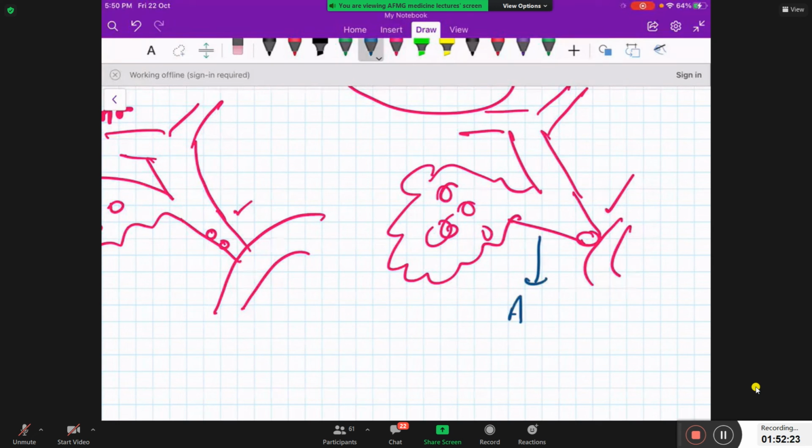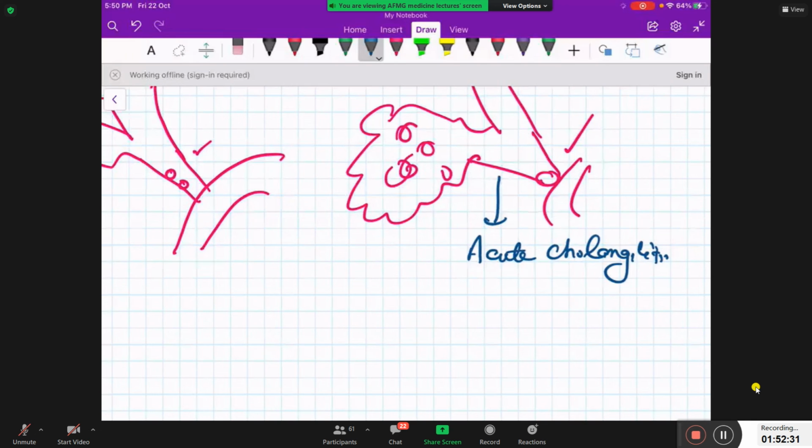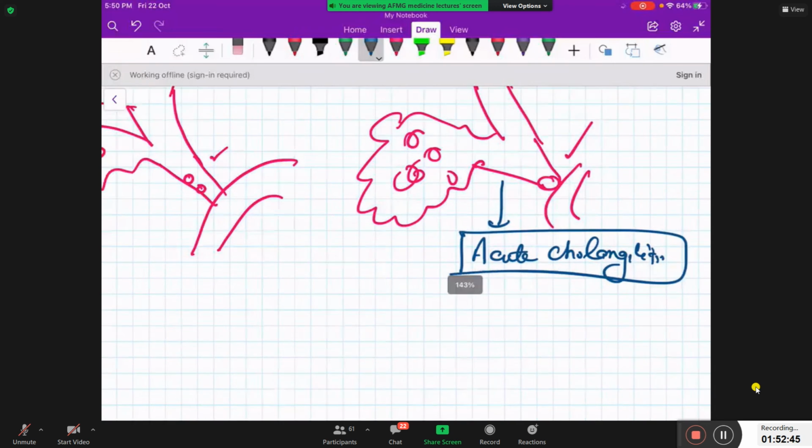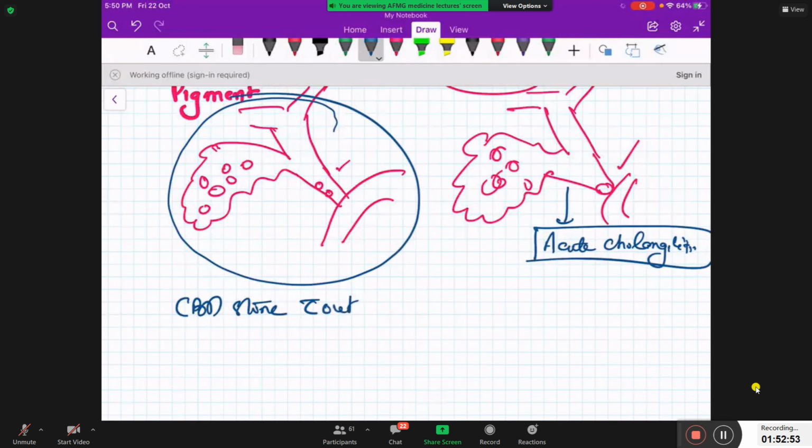come to me with the features of acute, why, stagnation. Whenever stagnation of the content happens, proliferation happens and the infection develops. So this will come to us with acute cholangitis, right? So we are talking about this scenario first. Means CBD stone without cholangitis.